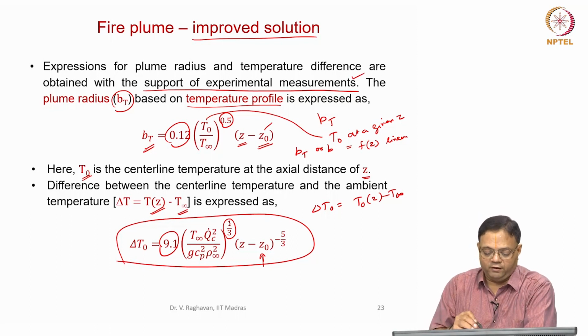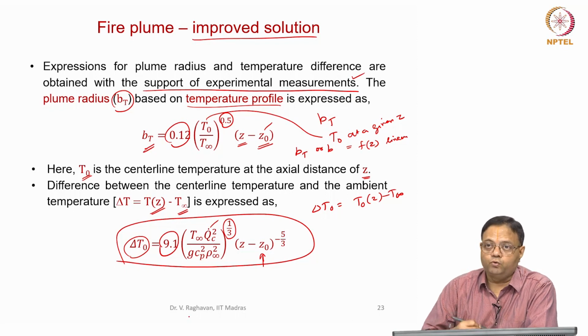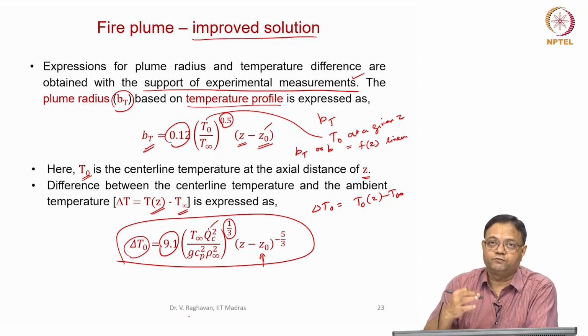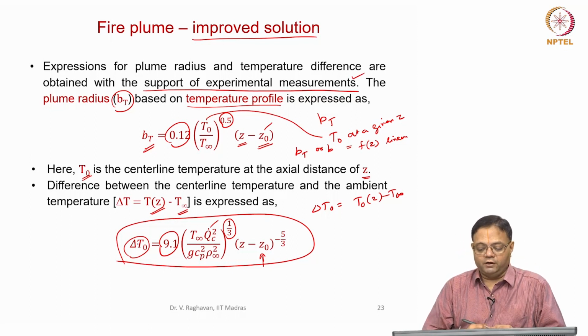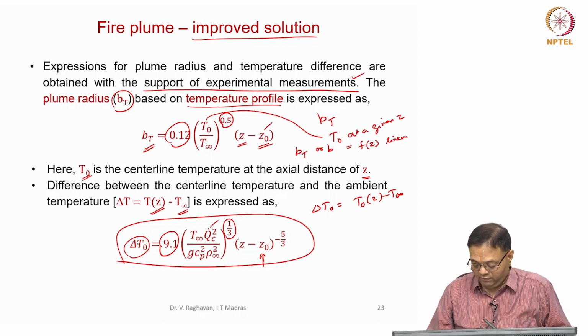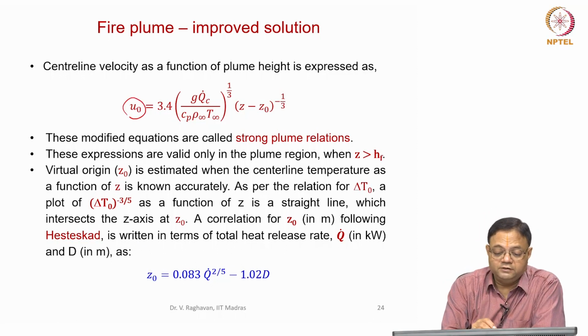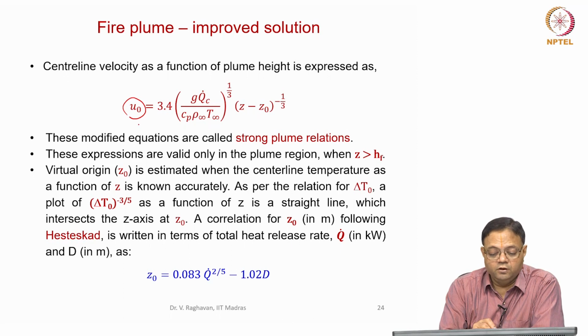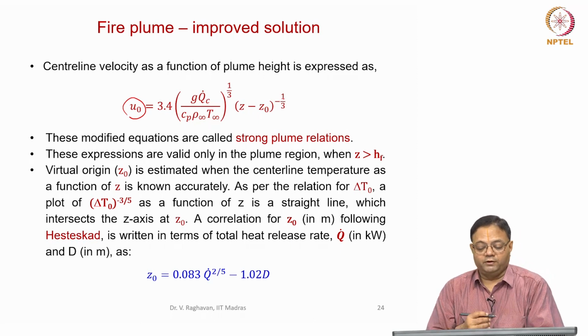The strength of the plume: you can see that the temperature difference is higher when Qc is higher. If the convective energy flow rate of the plume is higher, then delta T naught at every z will be higher. That is another important thing. Again, Qc can be written in terms of the temperature at a particular z minus T infinity. Now u naught is the centerline velocity. At any z, u naught depends on z to the power minus 1 by 3.